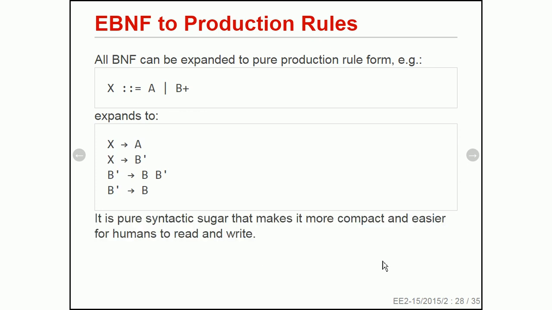So this whole EBNF thing is syntactic sugar. It's layers of stuff on top that just makes it easier for us to deal with. But the actual underlying power of this EBNF is precisely the same as the power of the formal grammar.